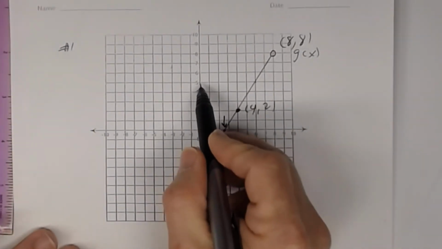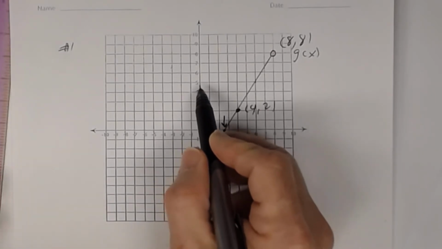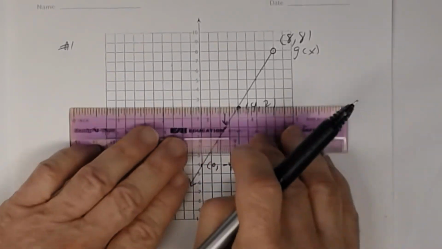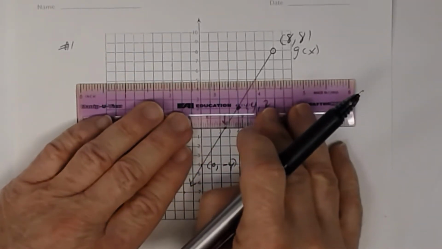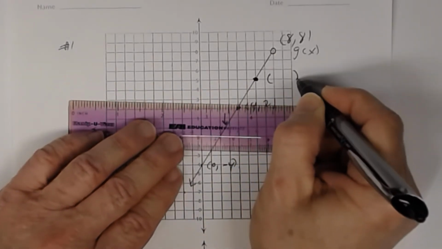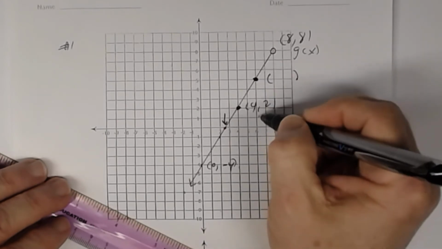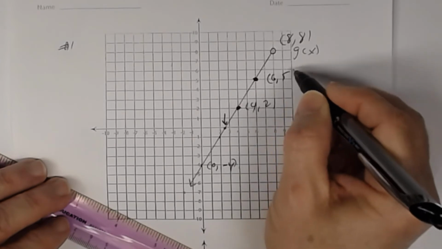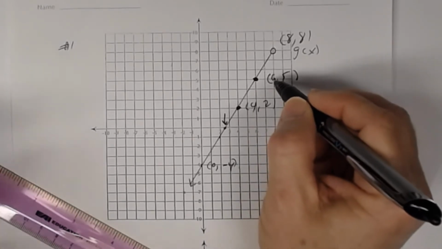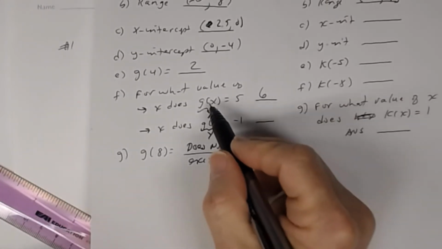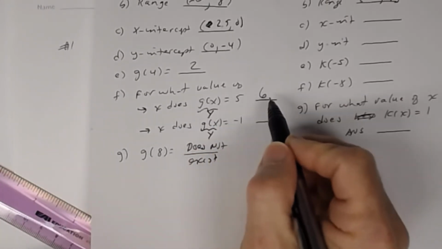So here's the way I would think about this. When y is 5, here's where y is 5 right here on the y-axis. Use your ruler and look at the point that's associated with it. That's this right here. Label that point. That point is 6, comma 5. So when y is 5, the x value is 6. The answer is 6.